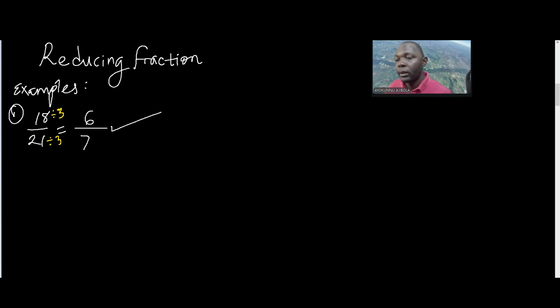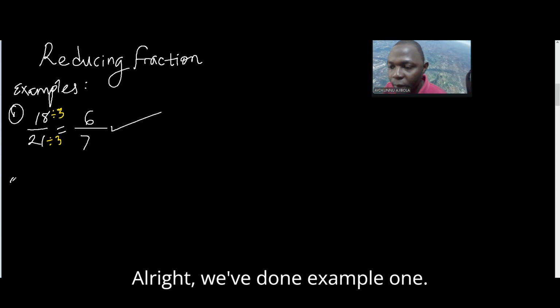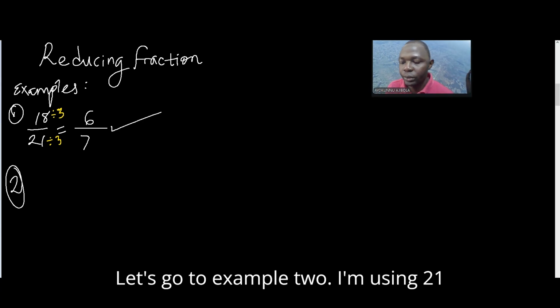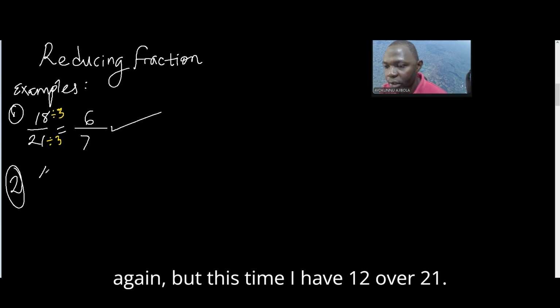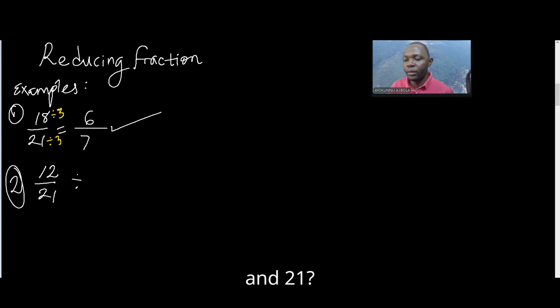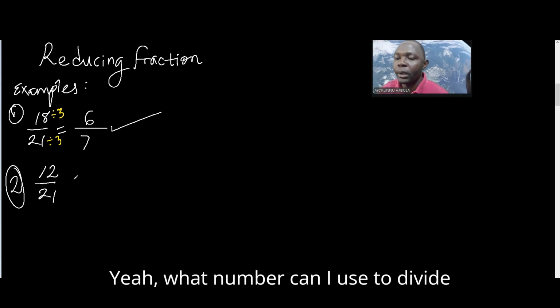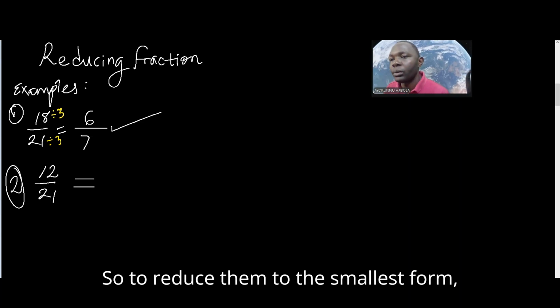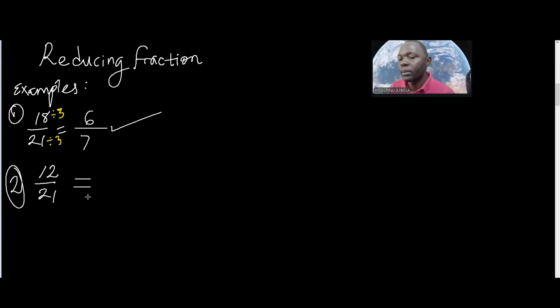All right, we have done example 1. Let's go to example 2. I'm using 21 again, but this time I have 12 over 21. What number can I use to divide both 12 and 21? So let me check. What number can I use to divide both 12 and 21, to reduce them to the simplest form?